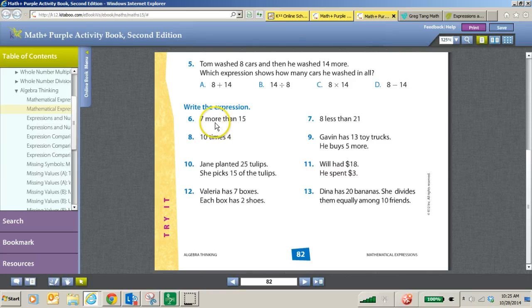Right now, they're going to have the words, but then they're going to write it out. So 7 more than 15. What sign would we use with those numbers? We have 15 plus 7, or 7 more than 15. 10 times 4 would be 4 multiplied by 10.